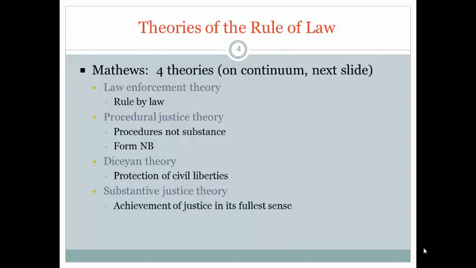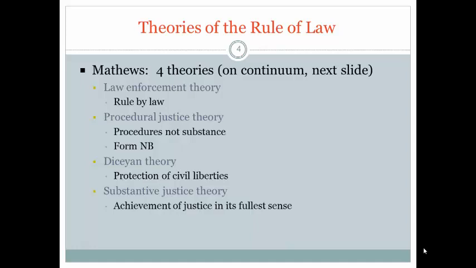And from there we move to a thicker conceptualization, and that is Dicey's theories regarding the rule of law. In this conceptualization of the rule of law, the only thing content-wise that is required is protection of civil liberties. Civil liberties are first generation rights, political rights, freedom of speech, freedom of movement, the traditional human rights that were first recognized as foundational to an orderly society.